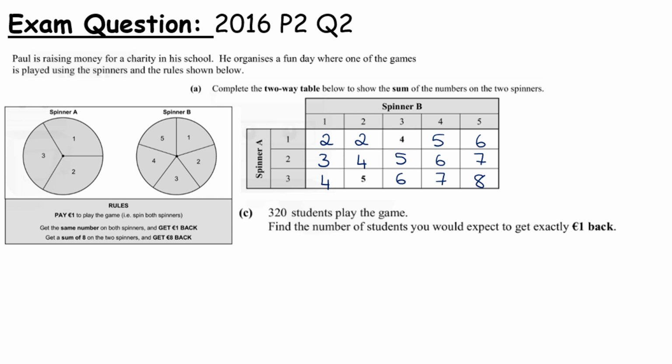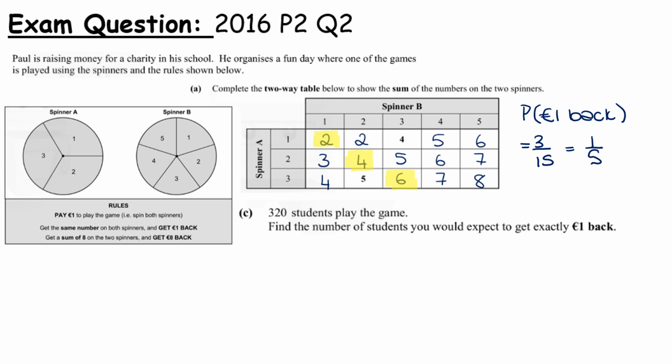Then in part C, it tells us 320 students play the game. Find out the number of students you would expect to get €1 back. So first of all, what's the probability of getting €1 back? You get €1 back if you get the same number on both spinners. The only way that could happen would be getting 1 and 1, 2 and 2, and 3 and 3. These are the three ways that it can happen. So that is 3 out of 15, or simplifying that down, a 1 in 5 chance.